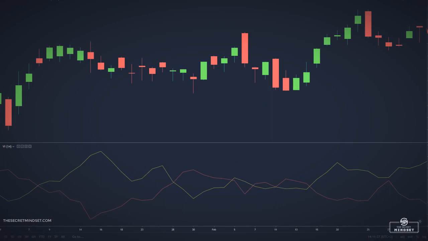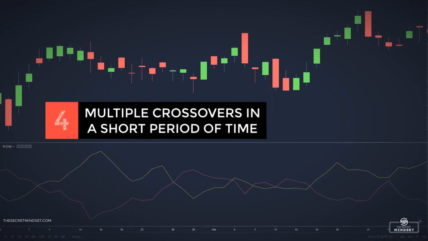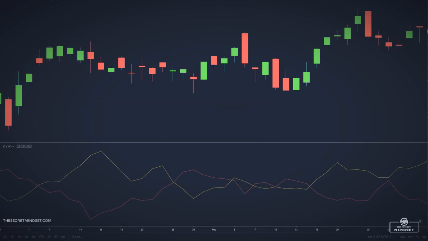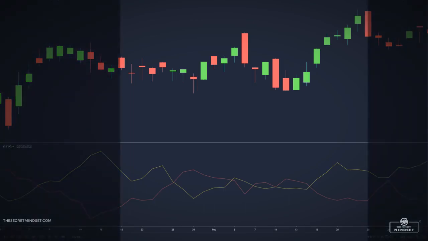Here's another important tip. When you see multiple crossovers in a short period of time, this is a sign of market indecision with no clear direction. It's better to ignore the setup on that stock and search for other opportunities. Take a look at this example. During February 4th to February 15, we had multiple crossovers. That's a lot of crossovers in a span of 10 days.